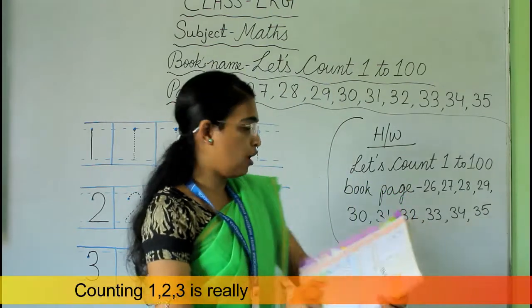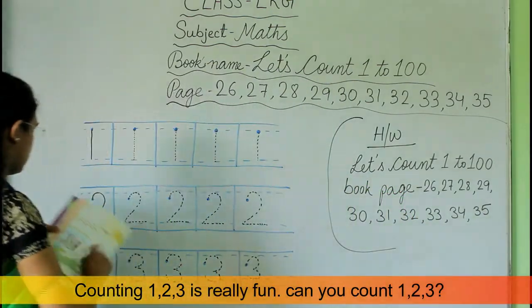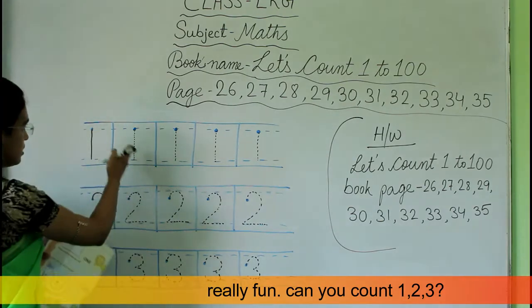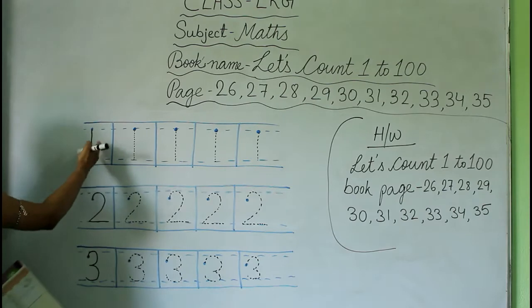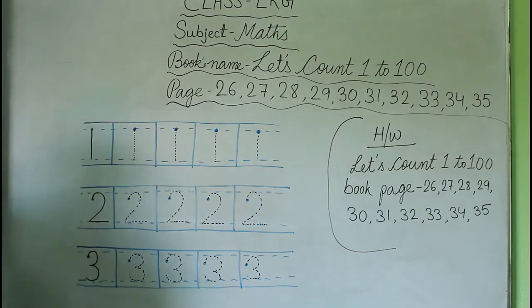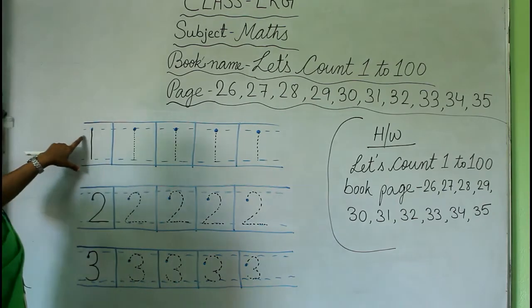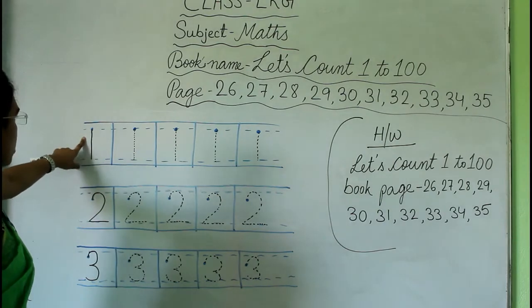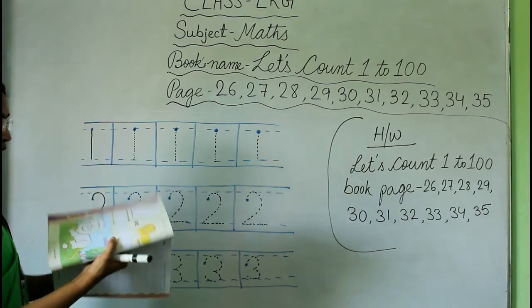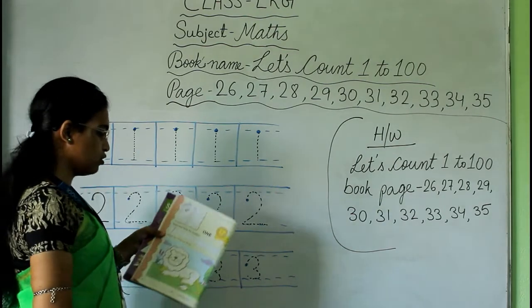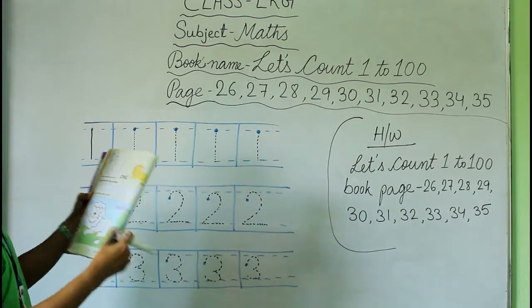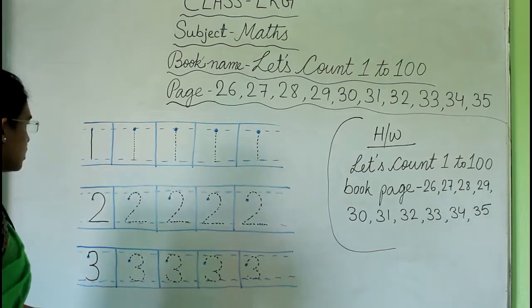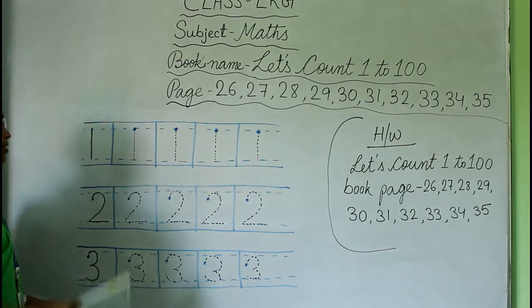Okay. So now look here. I have written the same thing in your book. Whatever is written in your book, I have done on the board. Okay. So which number have I written here? Number 1. So what do you have to do? You have to trace these numbers. This is number 1. You have to trace the number 1. So how will you trace the number 1?